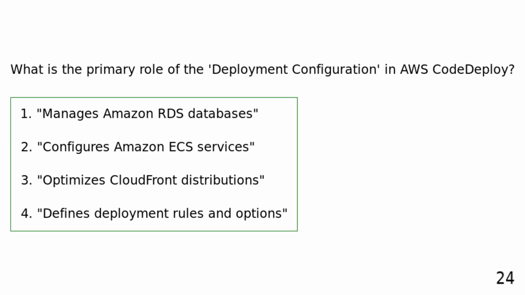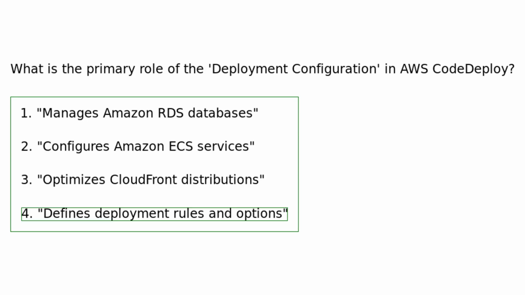What is the primary role of the deployment configuration in AWS CodeDeploy? Manages Amazon RDS databases. Configures Amazon ECS services. Optimizes CloudFront distributions. Defines deployment rules and options. The primary role of a deployment configuration in AWS CodeDeploy is to define deployment rules.